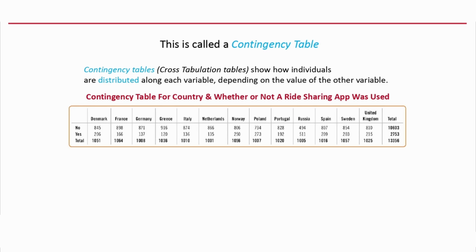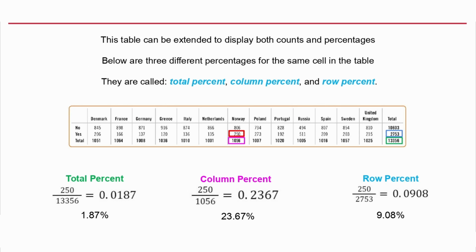When we had the frequency table for one variable, the last column was for the percents. We could calculate percents in this table as well, but it gets a little bit trickier this time. If you focus on the 250 in the middle, in red, that is the number of people who are from Norway and said, yes, I used a ride-sharing app. But if you wanted to make a percent out of that, you actually have three different options.